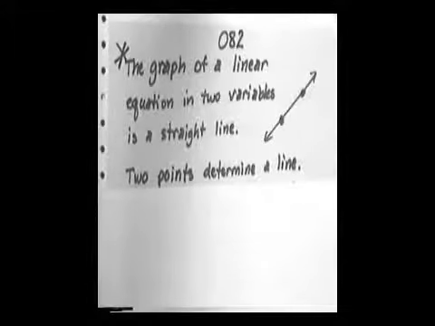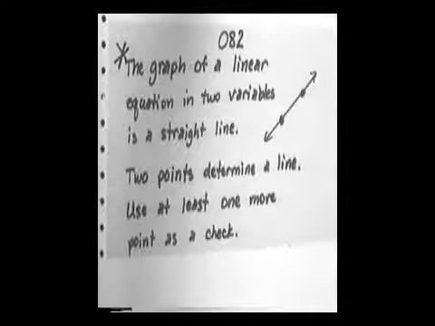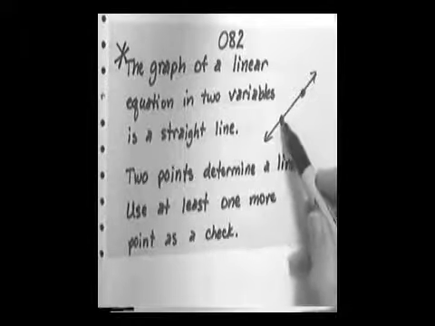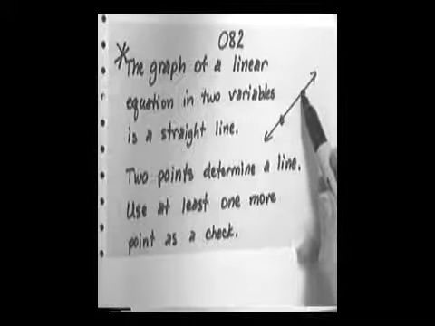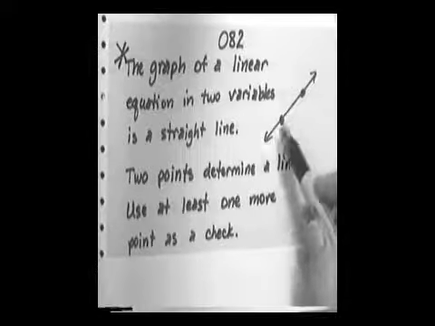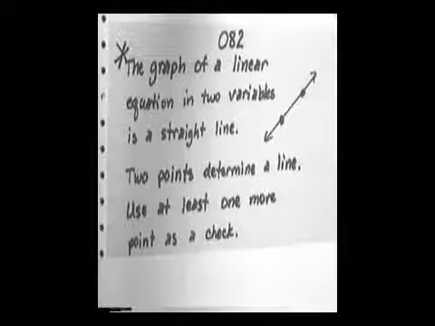This means that in our algebra, we must have 2 ordered pair solutions to be able to draw the line. However, use at least one more point as a check. If the first point was a correct ordered pair solution and the second point wasn't, I would draw the line and be perfectly happy. How would a third point help to be a check?